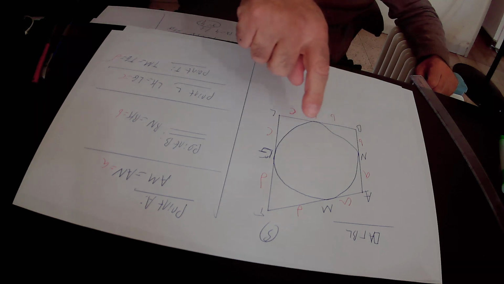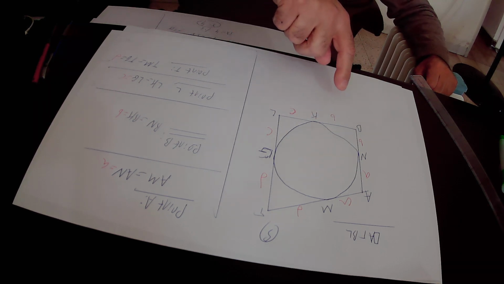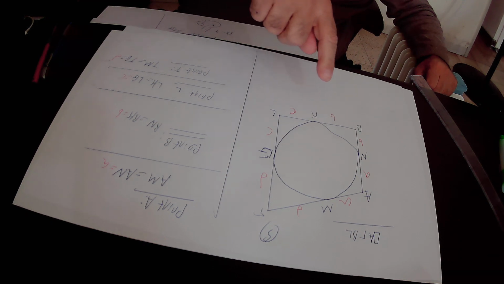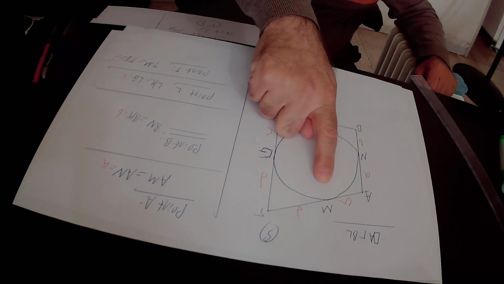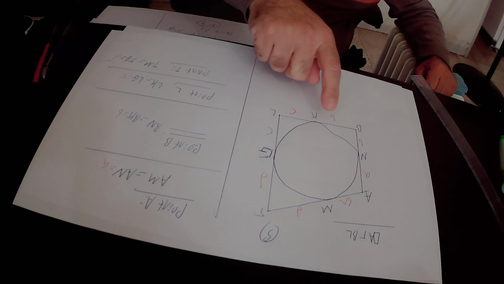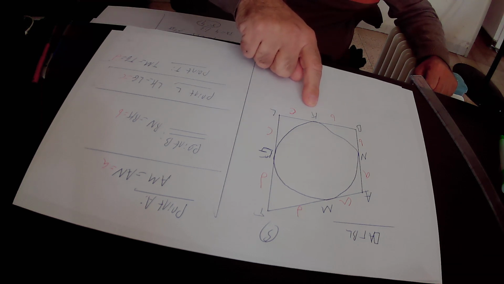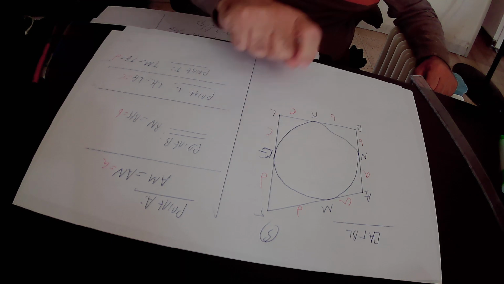This circle has 4 tangents. It's tangent to the quadrangle ATBL in 4 points. This is the first point of tangency that we defined as M. The second point of tangency we defined as N. The third point of tangency we defined as K. And the fourth point of tangency we defined as G.